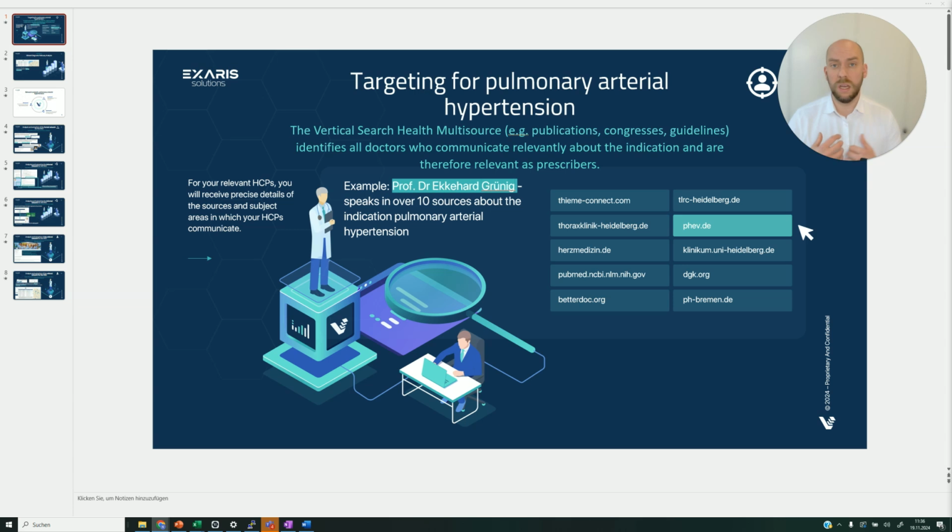The good thing is that you do not have to define the sources. You just need to define the content you want to look for, and then you will find HCPs with AI, because AI is able to first see the sources and then extract the content and know that Dr. Eckhard Grüning is relevant, and you will see the several sources in a result. The next step is, so this is the first step, we identify based on the content relevant HCPs when they are talking about the indications.